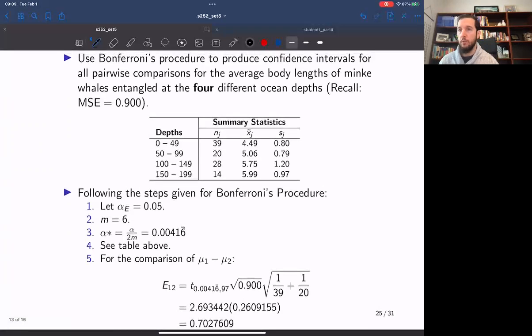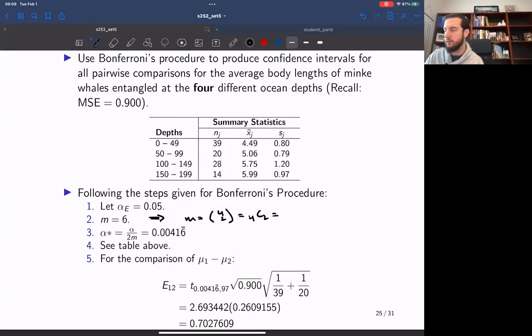Okay, so following the process given on the previous slide, we start by specifying our overall experiment-wise error. So let's say we use 0.05. Okay, then we compute the number of comparisons. So on step 2 here, we have little m is equal to 4 choose 2. Okay, so this is 4C2, right?